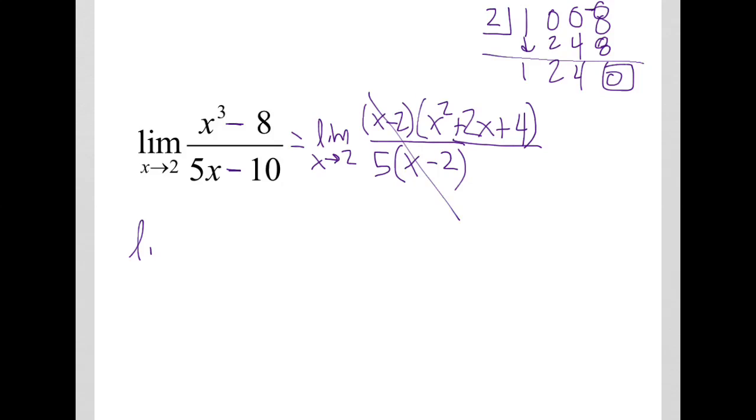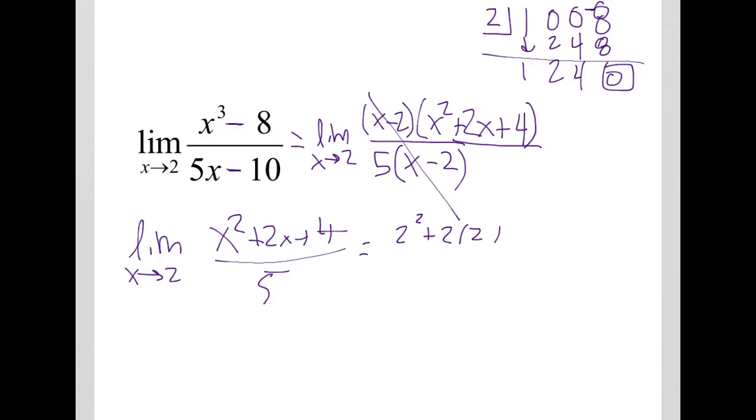So now we can look at the limit as x approaches 2 of x squared plus 2x plus 4 over 5, and we can directly substitute in 2. So we get 2 squared plus 2 times 2 plus 4 all over 5. Well, 2 squared is 4, 2 times 2 is 4, and 4 is 4, so I have 4 times 3 up there, which is 12 over 5. That is my limit.